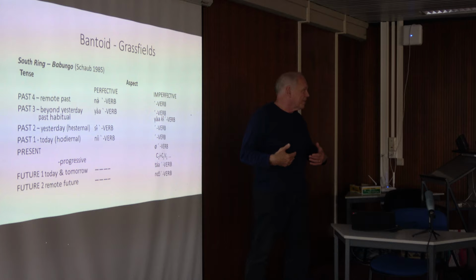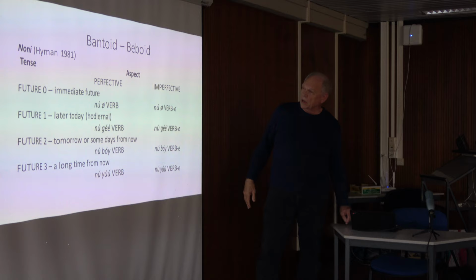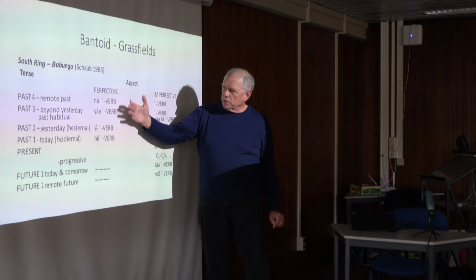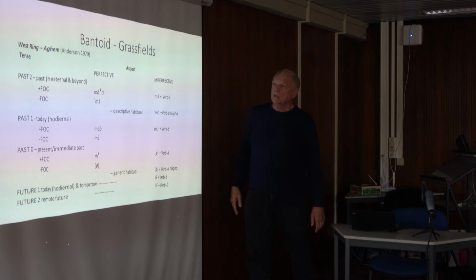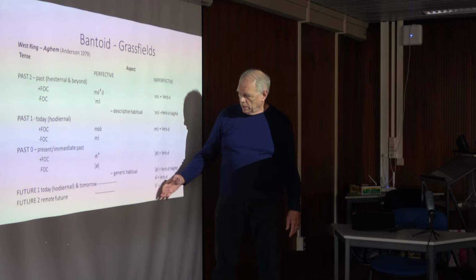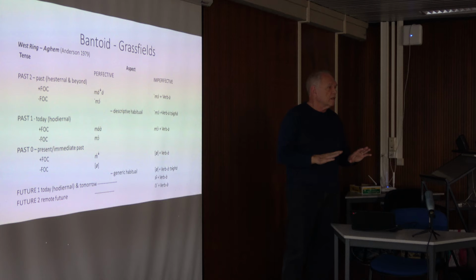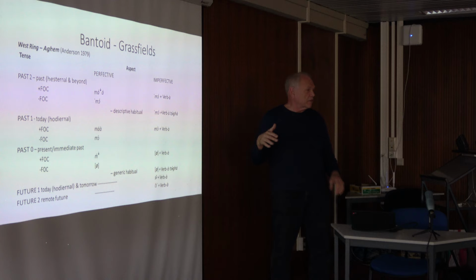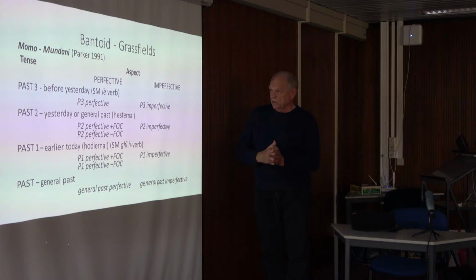But notice over in Beboid, they have. They've contrasted the perfective from imperfective. But when you get to Babungo, they've elaborated the past, but they haven't really elaborated the future. Similarly, Ring and Agam has these various past tenses, but when it comes to the future, again, they haven't elaborated the future. So you see something going on here. As the languages begin to use tense, they don't necessarily use it everywhere. And the future is a little different than the past. And they'll be using the imperfective as just the cover for the future.